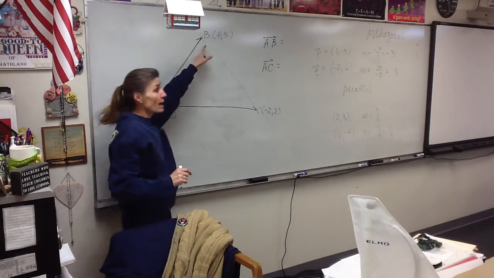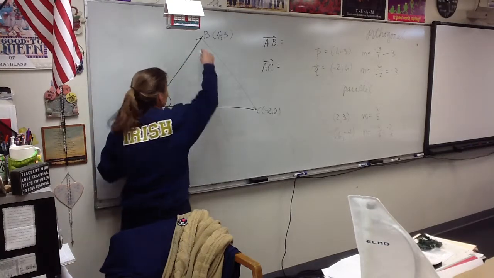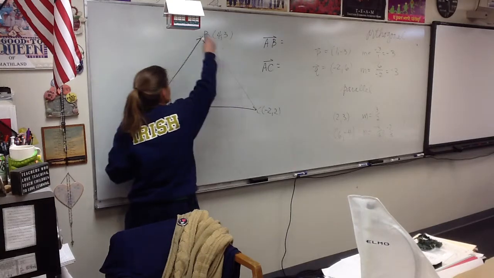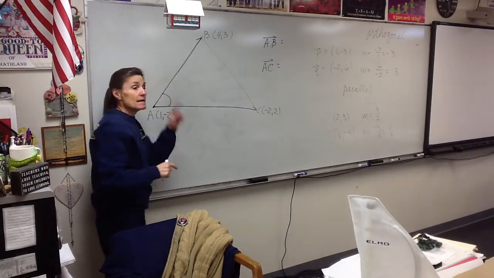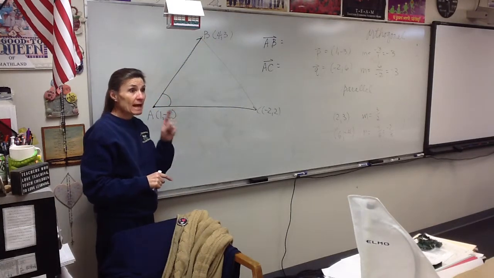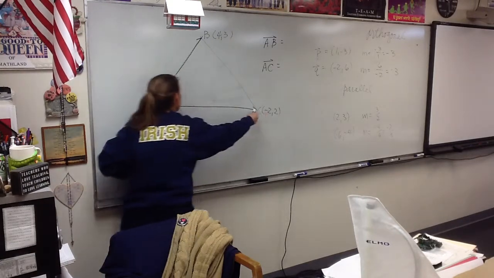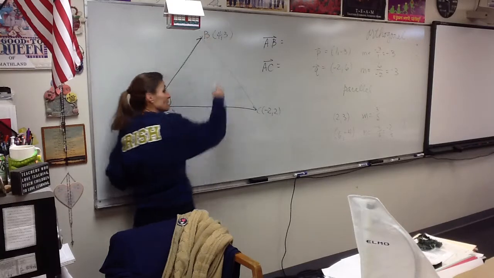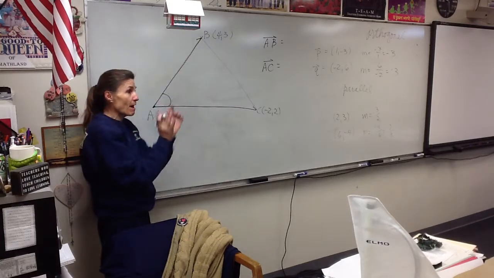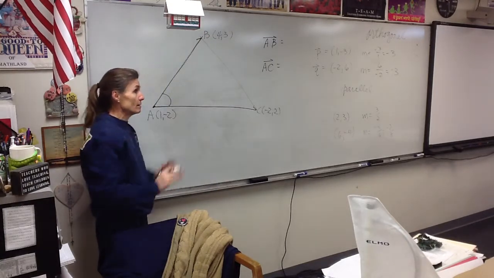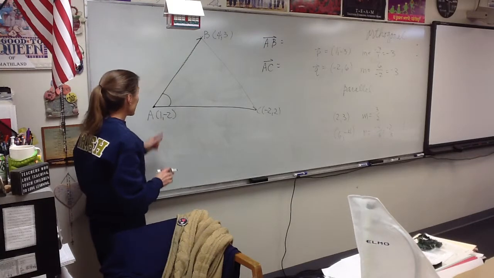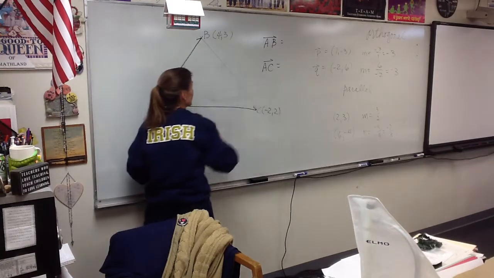If you're looking for angle B, then your vectors would be BC and BA. It matters. Get them in the right order. If you want angle C, it would be CA, CB. They are the vectors that come out from the angle. Okay, but we're doing angle A, so these are our vectors.